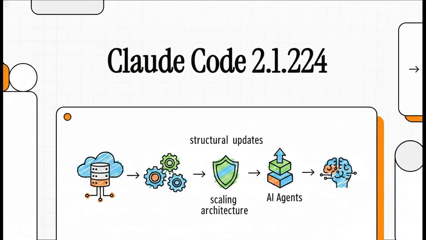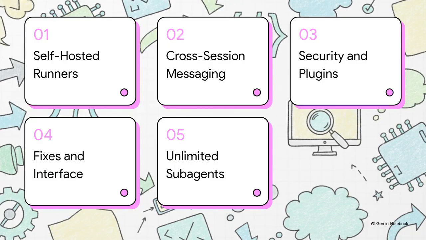We've got a lot of ground to cover, and honestly, the energy is super high for this one because this update fundamentally changes how we scale and secure AI agents. Here is our roadmap for today's explainer. First, introducing self-hosted runners. Second, cross-session messaging unlocked. Third, upgrading security and plugins. Fourth, crucial fixes and interface. And fifth, the unlimited sub-agent era.